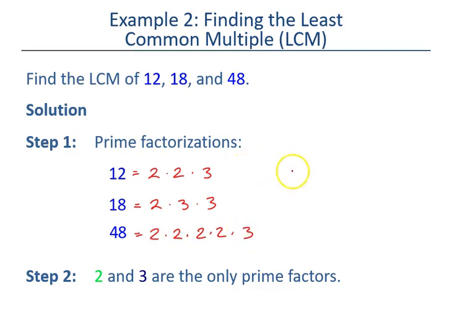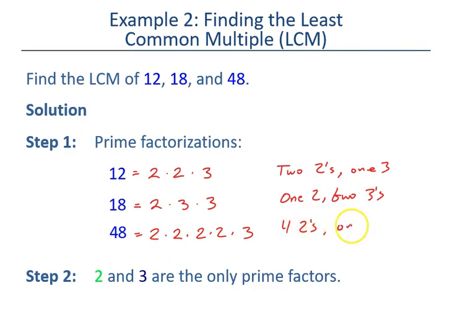So notice here we have 2 2's, and then we only have 1 3. Here we have 1 2 and 2 3's. Here we have 4 2's and just 1 3. So as it states right here, only 2 and 3 are the only prime factors. We don't have a 5, we don't have anything else. We don't have a 7, it's just 2's and 3's. So let's come to the next page here.